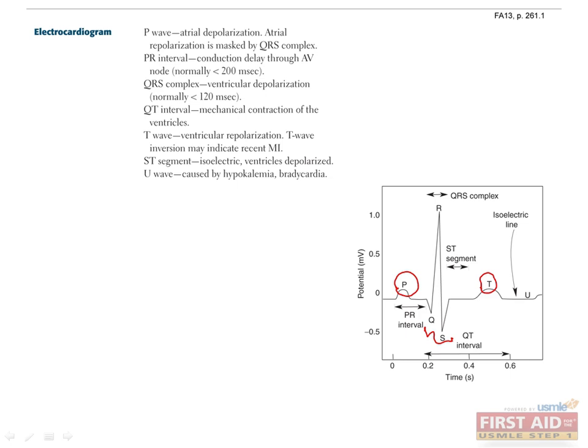If you're wondering why there isn't a wave for atrial repolarization, that's because it's overshadowed by the QRS complex. The PR segment represents the period between atrial depolarization and ventricular depolarization when the impulse is being conducted through the AV node. The QT interval represents the period of mechanical contraction, also known as systole. The ST segment is normally isoelectric and is important because any changes here can indicate serious cardiac events like ischemia or infarction. The U wave seen here occurs in states of hypokalemia and bradycardia.